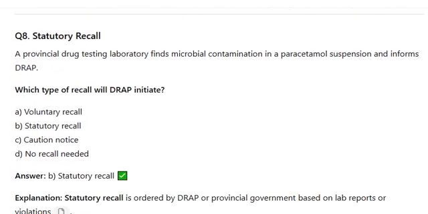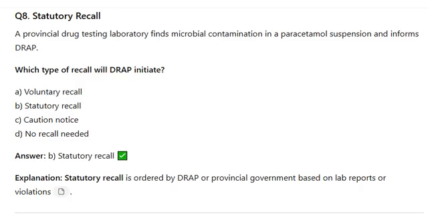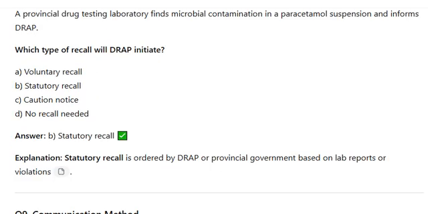Q8. Statutory recall. A provincial drug testing lab finds microbial contamination in a paracetamol suspension and informs DRAP. Which type of recall will DRAP initiate? A. Voluntary recall. B. Statutory recall. C. Caution notice. D. No recall needed. Answer: B. Statutory recall. Explanation: Statutory recall is ordered by DRAP or provincial government based on lab reports or violations.